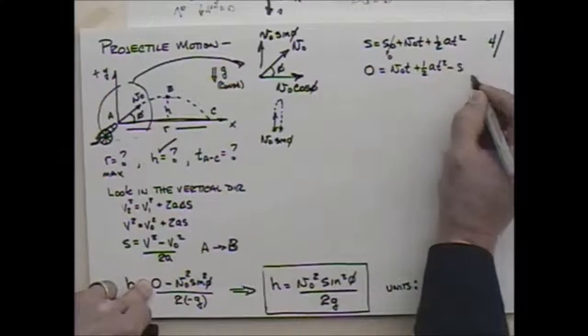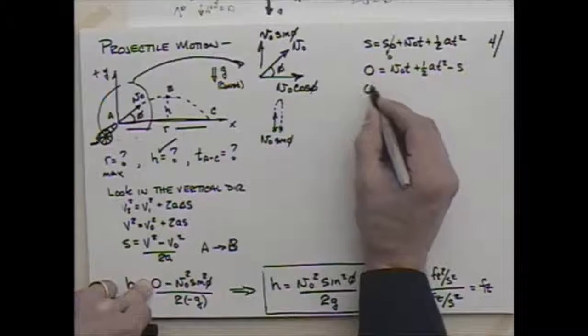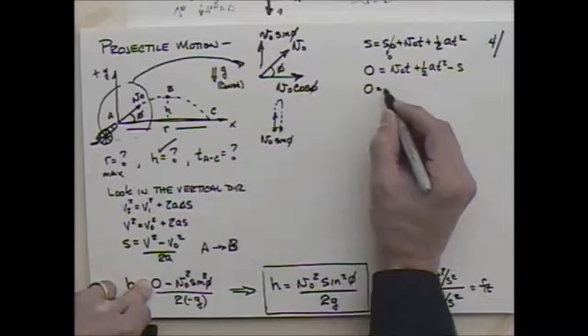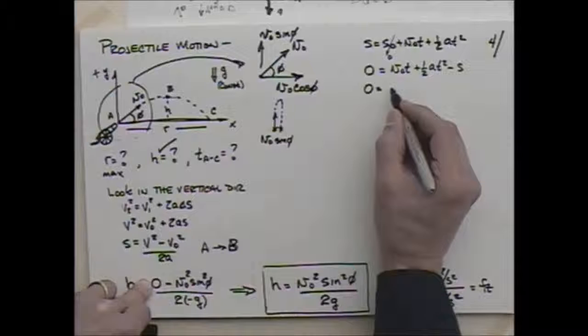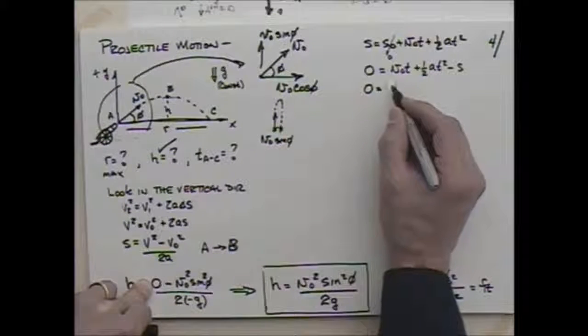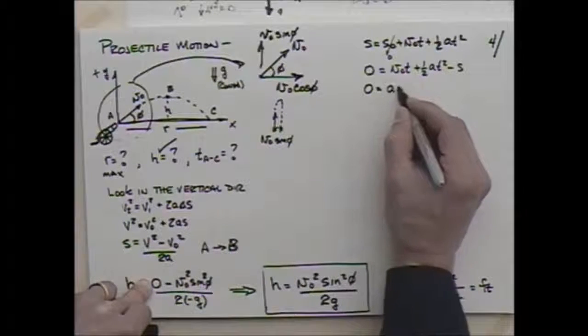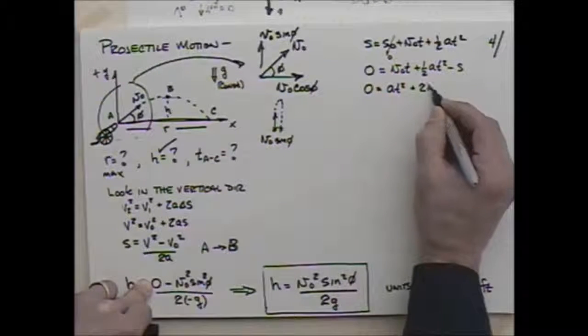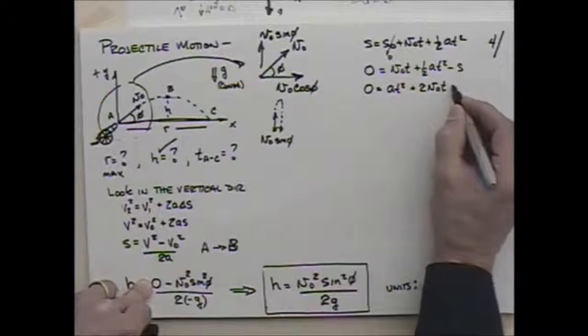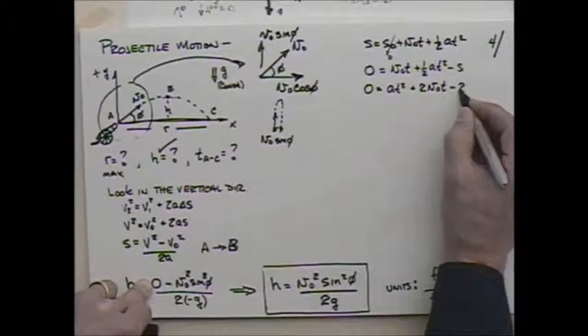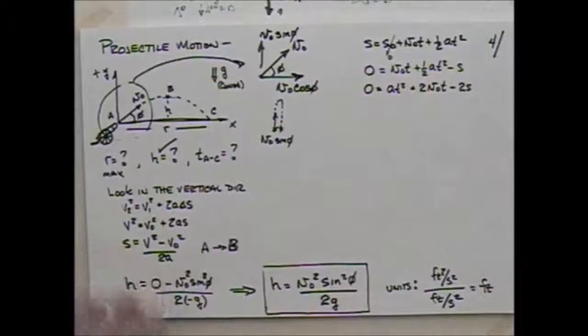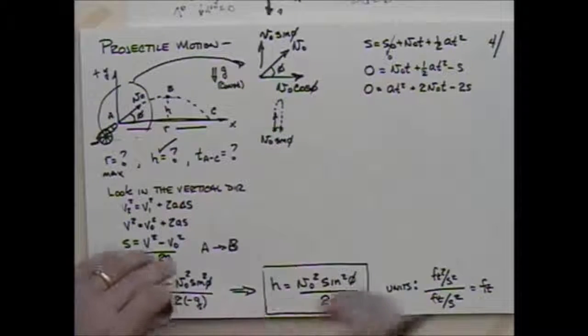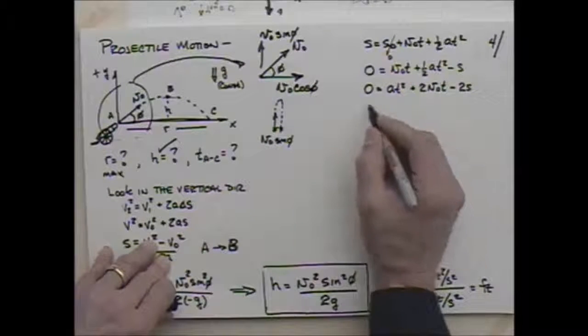minus s. Maybe I'll rearrange that a little more. I'll say that I have 0 is equal to, multiplying both sides by 2, I would get at squared plus 2 v naught t minus 2s. You okay with that? I'm just setting up a polynomial there. You know what's coming next. We're going to use the quadratic equation and solve this for t.